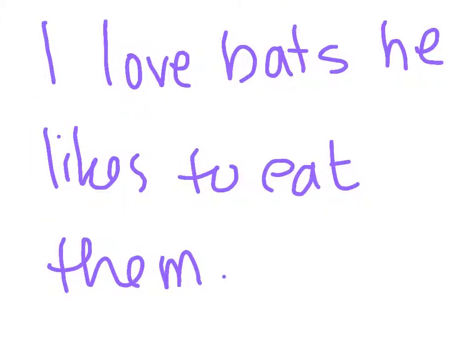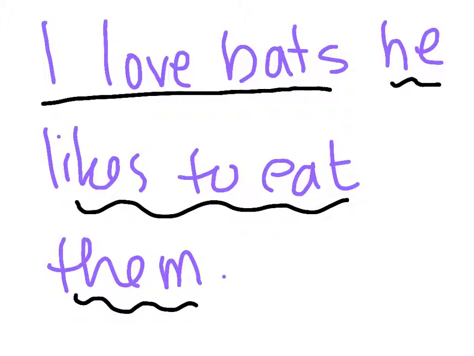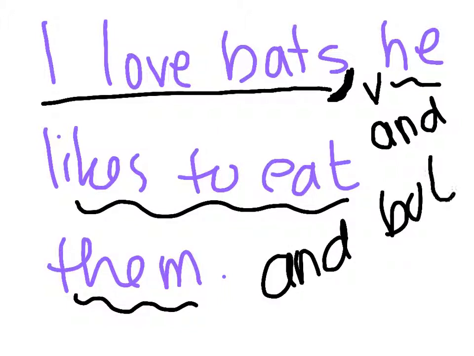Now, in order to fix a run-on sentence with a comma and a conjunction, what you need to do is, again, identify the 2 sentences within that run-on sentence. And then, once you do that, you simply put a comma behind the first sentence, and then you throw in a conjunction, like and. Just really quickly, some of the easiest conjunctions for you to remember are and, but, and or. Okay? So, it would read like this. I love bats, and he likes to eat them.